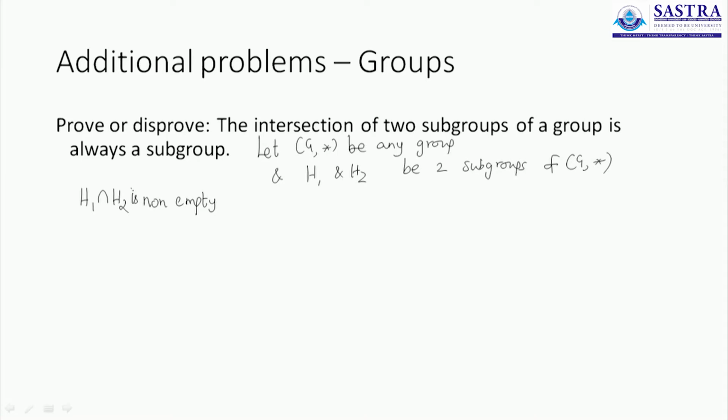But how do we know for sure without any description of the group or the subgroup or the binary operation? Showing that it is non-empty may sound like a very difficult task, but it is not so, because you know that the identity element is always part of any subgroup. The identity element belongs to both H1 and H2. Therefore, the identity element belongs to the set of all common elements also.